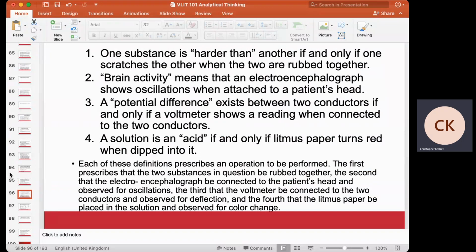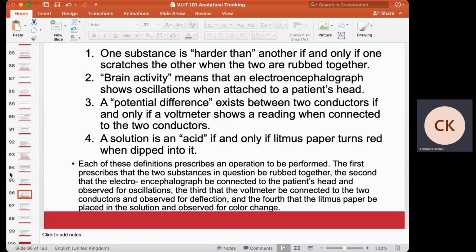Then brain activity means that an electroencephalograph shows oscillation when attached to a patient's head. Then we can know. Or you look at the next one: potential difference exists between two conductors if and only if a voltmeter shows a reading when connected to the two conductors. A solution is an acid if and only if litmus paper turns red when applied to it.